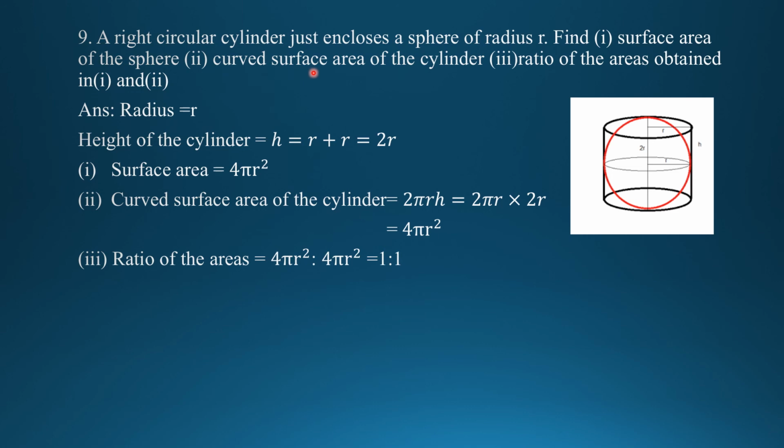To find the curved surface area of the cylinder, we can see if the radius of the sphere is r, height of the cylinder will be r plus r, which is equal to 2r. Substituting the formula 2 pi r h, where h is equal to 2r, our answer will be 4 pi r square. For finding the ratio of their areas, we can see 4 pi r square by 4 pi r square, which is equal to 1 by 1, and the ratio is 1:1.